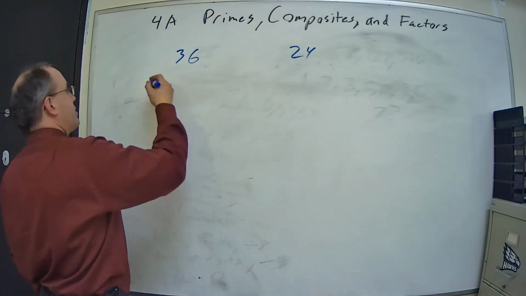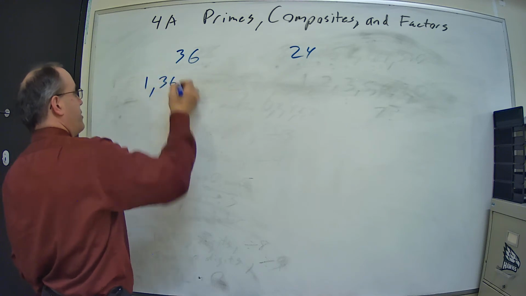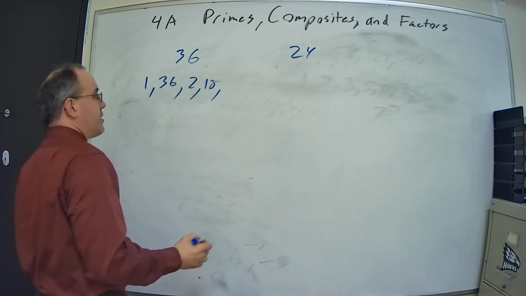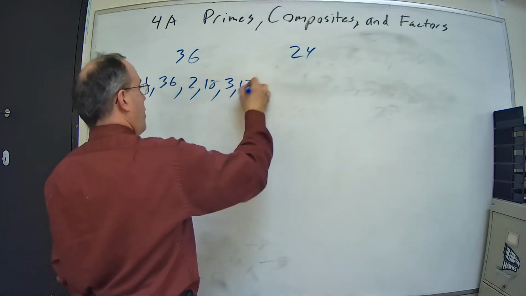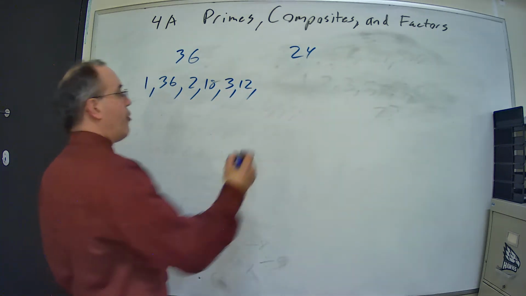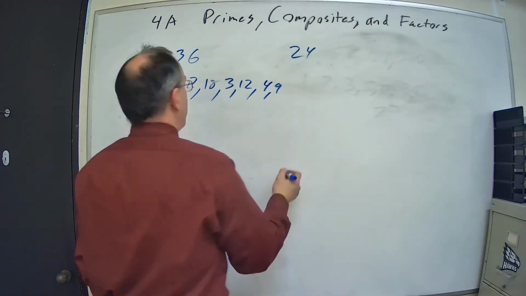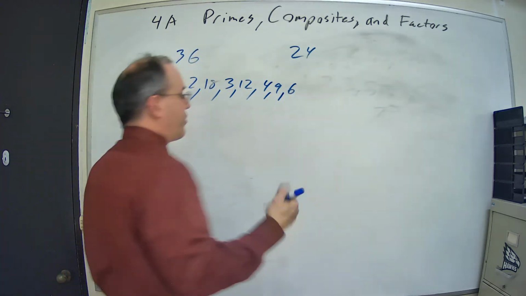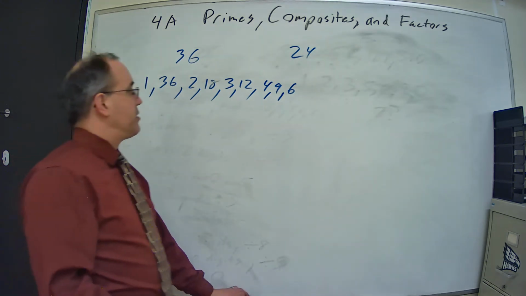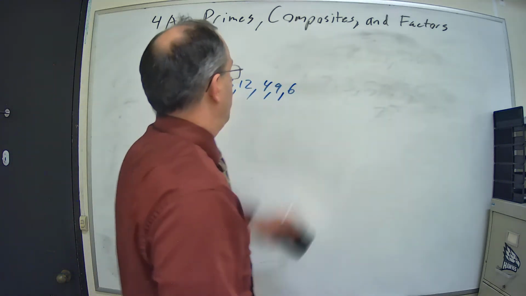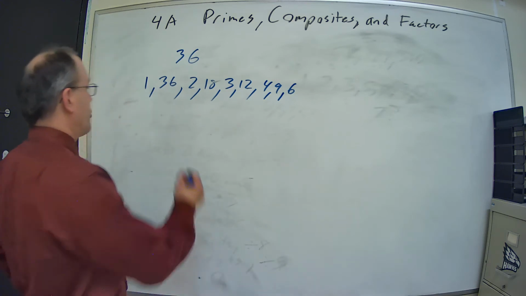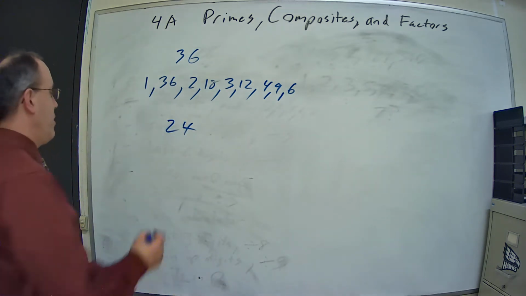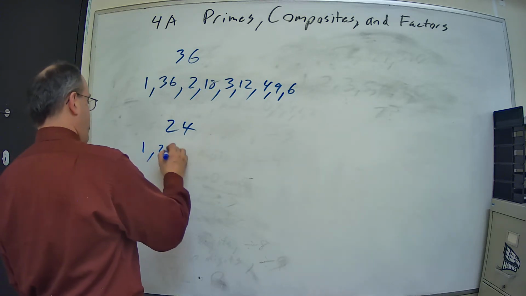So obviously 36 is divisible by 1, leaving us 36. It's divisible by 2, giving us 18. It's divisible by 3, giving us 12. It's divisible by 4, giving us 9. It's not divisible by 5, it is divisible by 6, giving us 6. So, that having taken up that much space, I'm going to move the 24 below, and let's find all the factors of 24. It's divisible by 1, giving us 24.